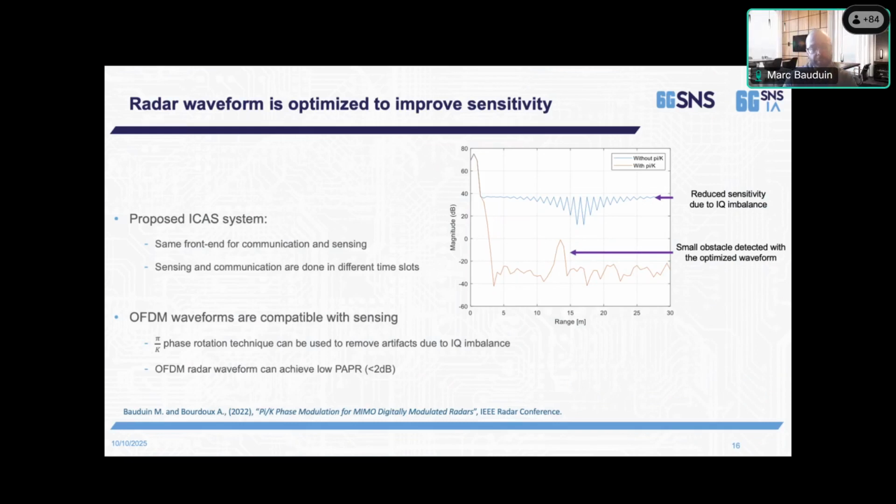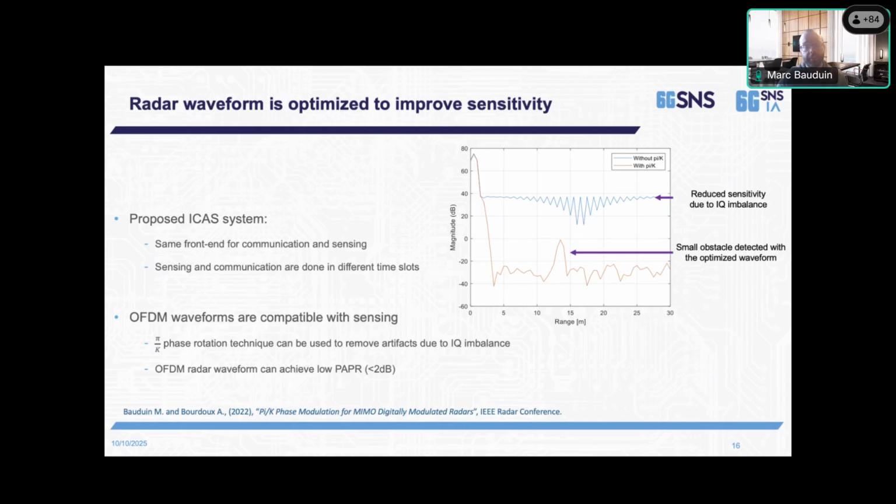And as for the communication part, the goal is to use OFDM. The idea is to see if you can do OFDM radar on the exact same hardware. An important concept to understand in this ICAS system is that sensing and communication are done in 2 different time slots. For example, 20% of the time we'll do sensing and 80% of the time we'll do communication. This means that when we do sensing, we don't have to carry any information.